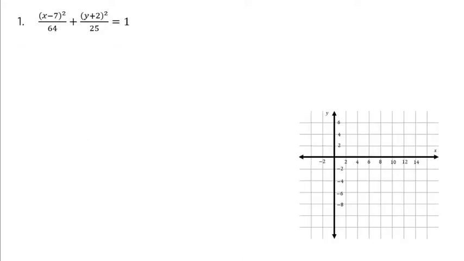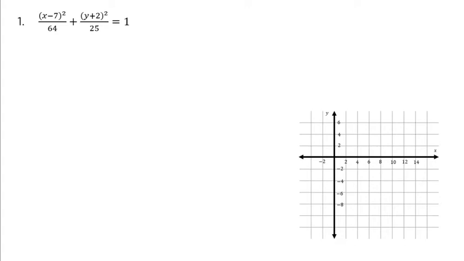We have here (x minus 7) squared over 64 plus (y plus 2) squared over 25 equal to 1. Now, ang first step na gagawin natin is to make sure that the equation is written in standard form, right? So, in this case, as you can see, the equation is already in standard form. So, we can now identify its orientation.